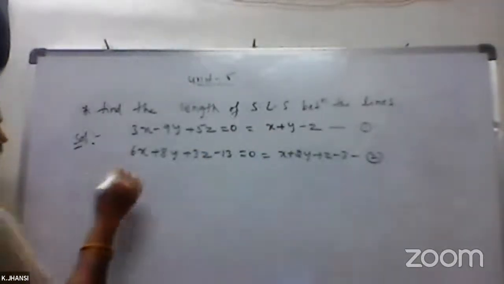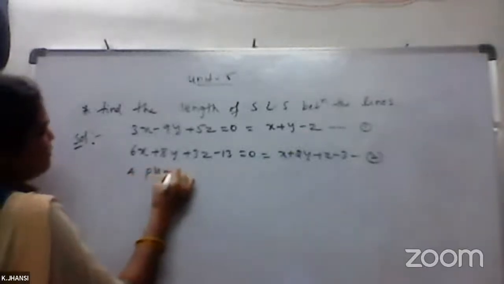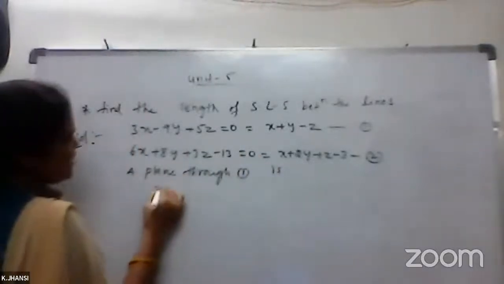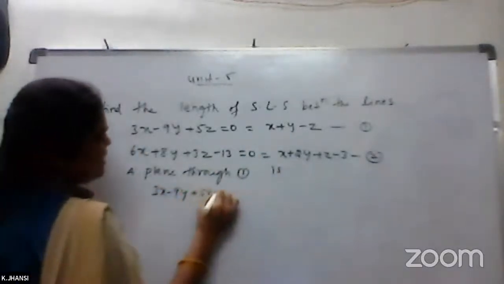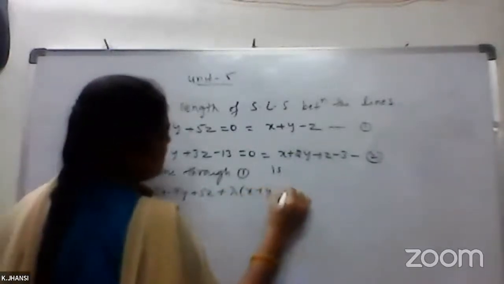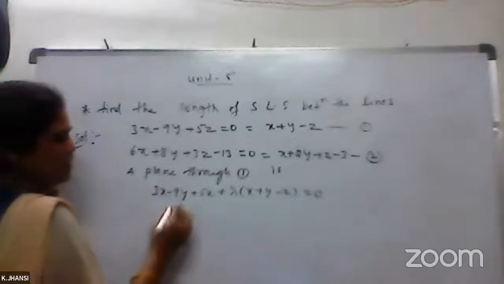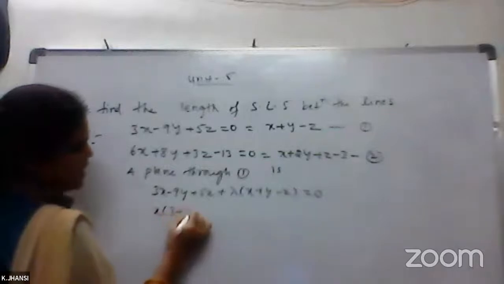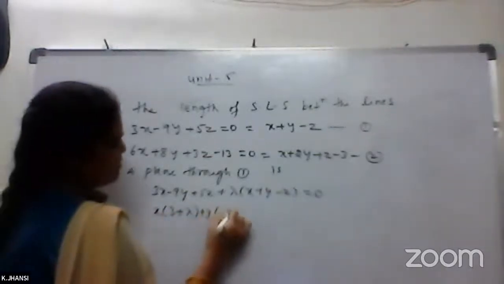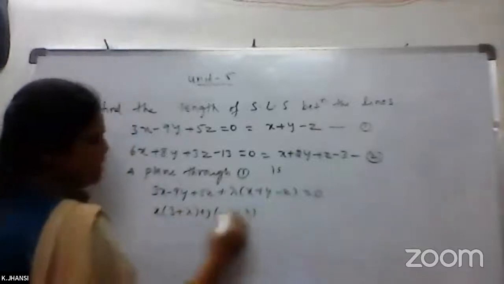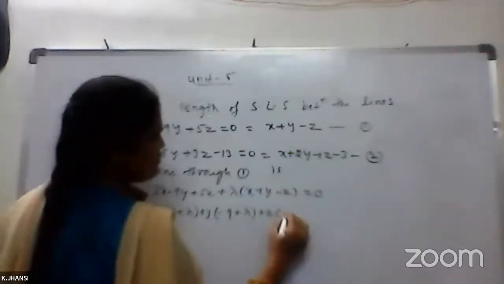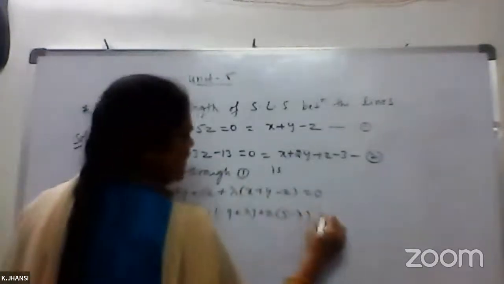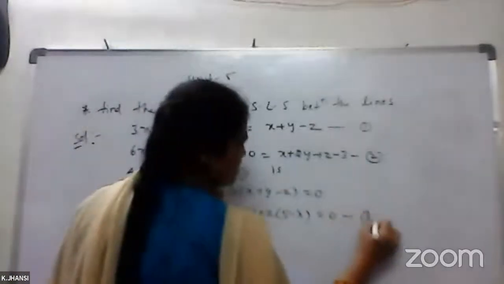Okay. So a plane through line one is 3x minus 9y plus 5z plus lambda into x plus y minus z equals to 0. Okay. Now you take out the common terms here. If you take x common, it is 3 plus lambda; plus y, if you take common, minus 9 plus lambda; plus z, if you take common, it is 5 minus lambda. So here constant values are not there, so only we have x, y, z. So you put this as equation 3.